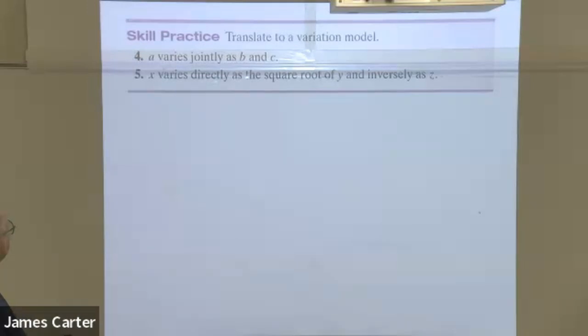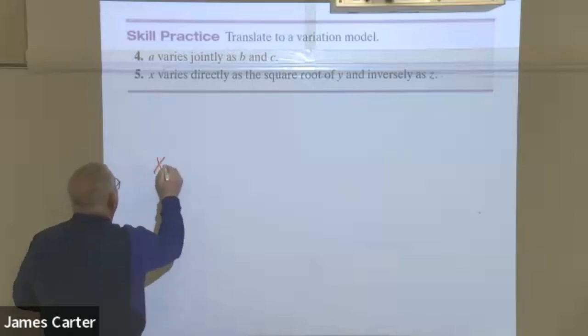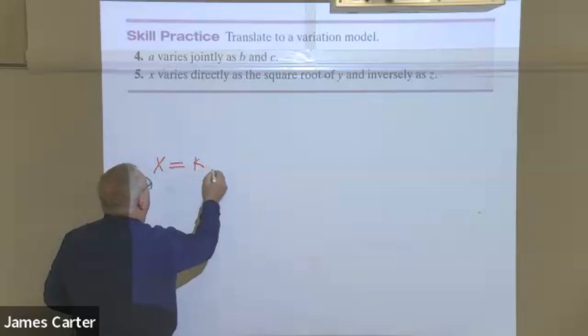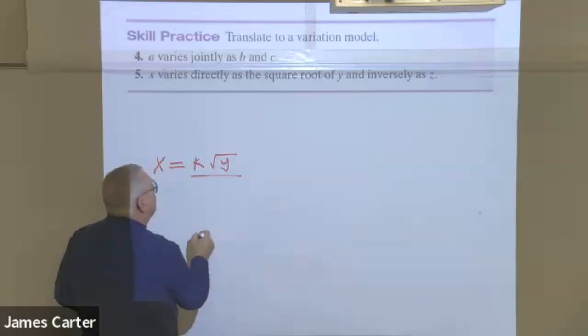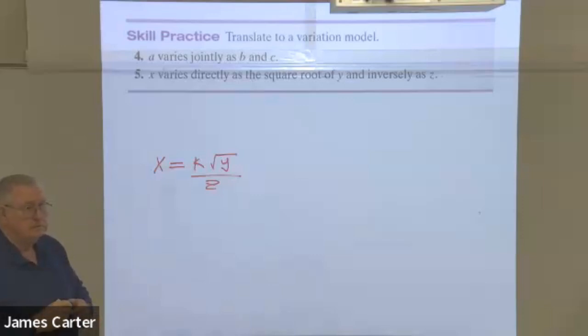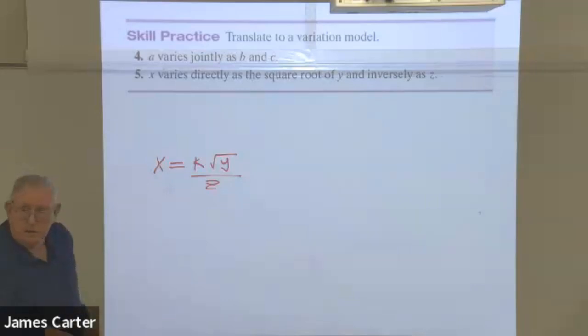This one, X varies directly as the square root of Y and inversely as Z. That one I can't speak. That one I got it right. X varies directly as the square root of Y and inversely as Z. Okay. Any questions how I got that?